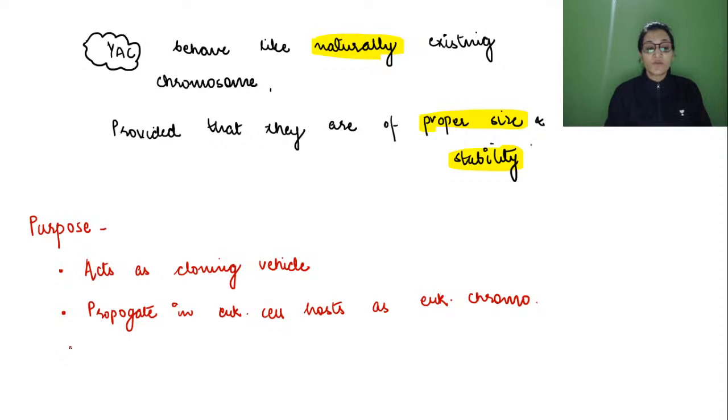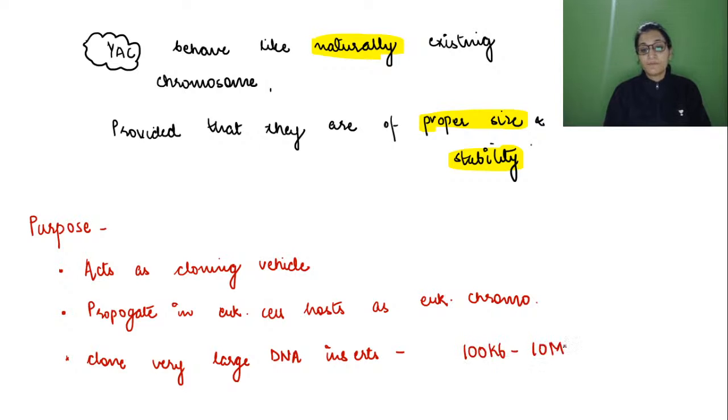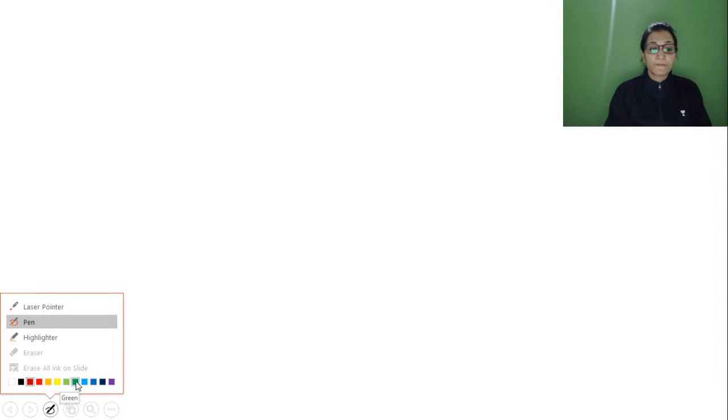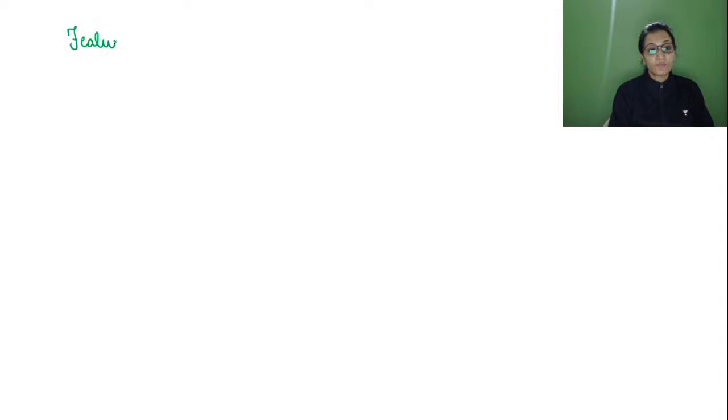Now clones of very large DNA inserts can be made. Clone very large DNA inserts, that is 100 kb to 10 MB. Very important that very large DNA inserts can be cloned with the help of yeast artificial chromosome, that is 100 kb to 10 MB. So this was the purpose. Now talking about the features. Features of yeast artificial chromosome. Yeast artificial chromosomes are kinds of cloning vehicles, and they are like plasmids.